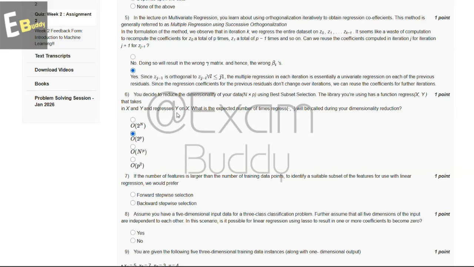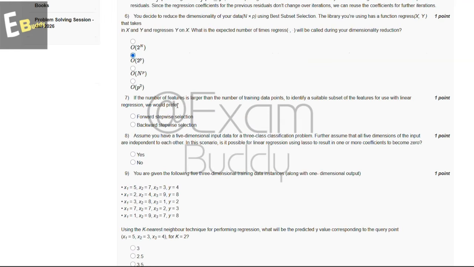And now let's go to our question number 7. If the number of features is larger than the number of training data points, to identify a suitable subset of the features for use with linear regression, we would prefer. So these are the options, and the answer of our seventh question is A, forward stepwise selection.